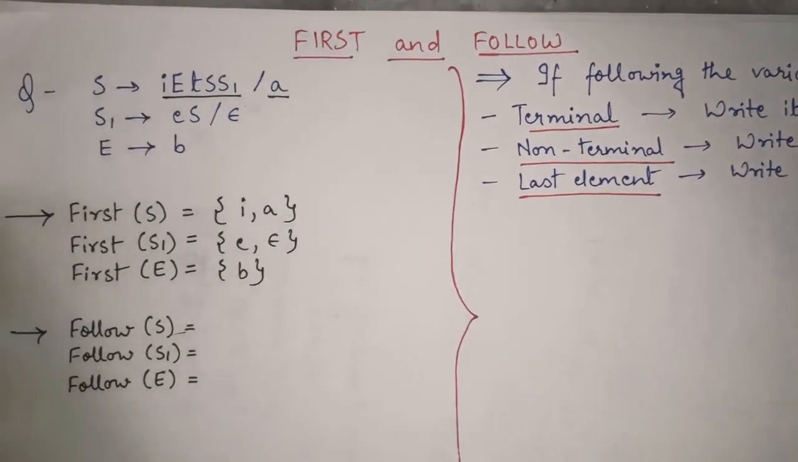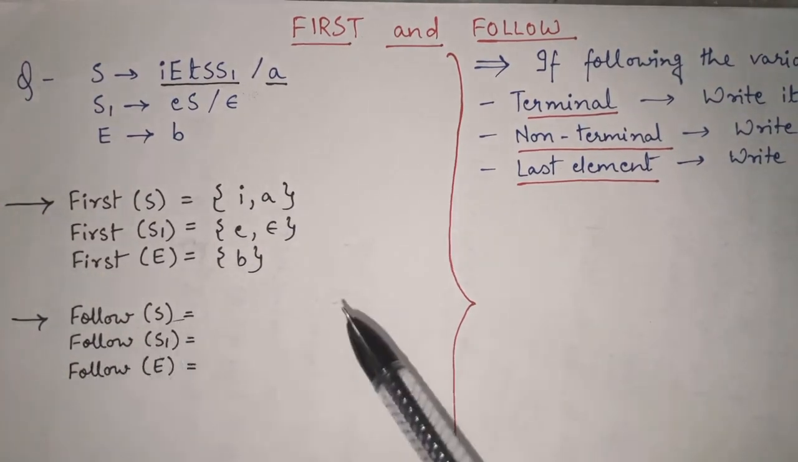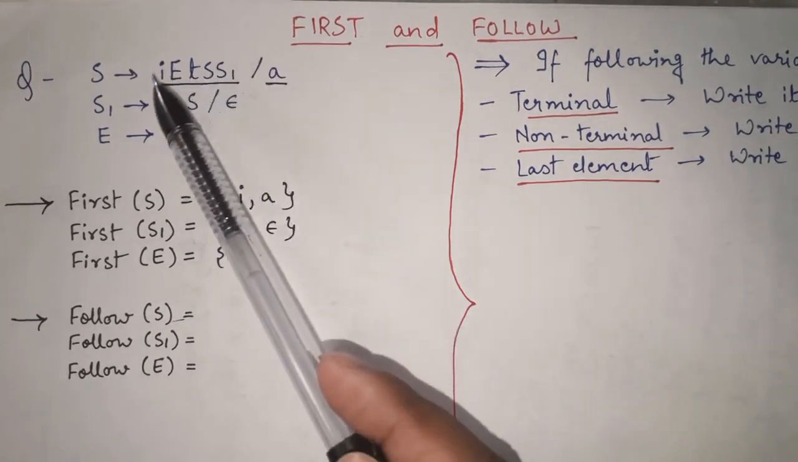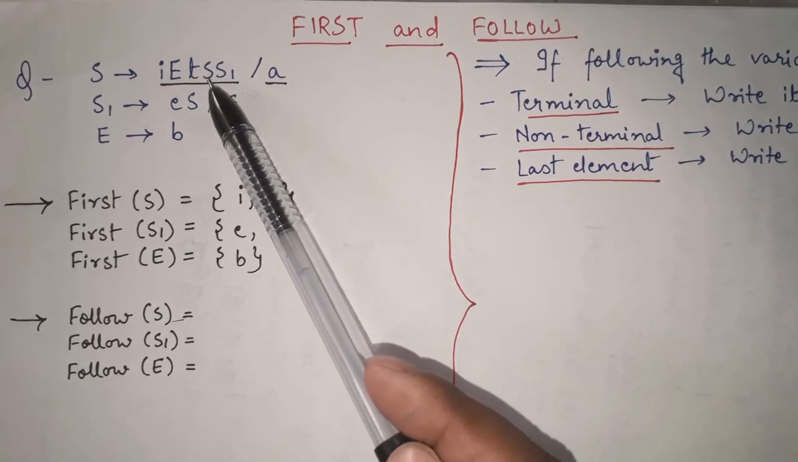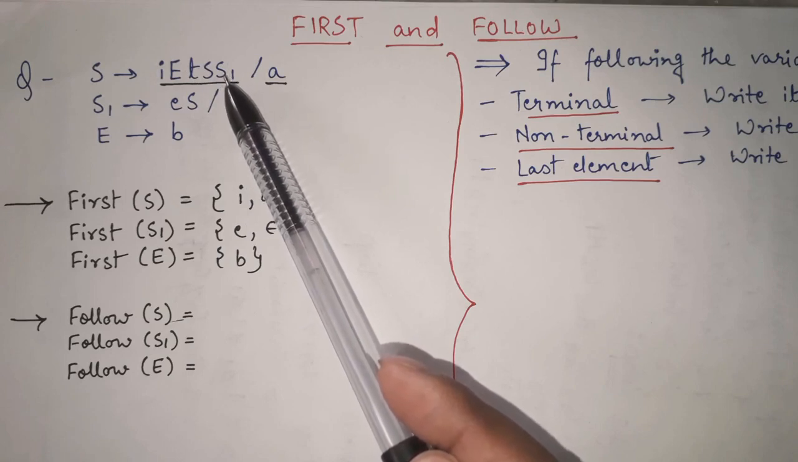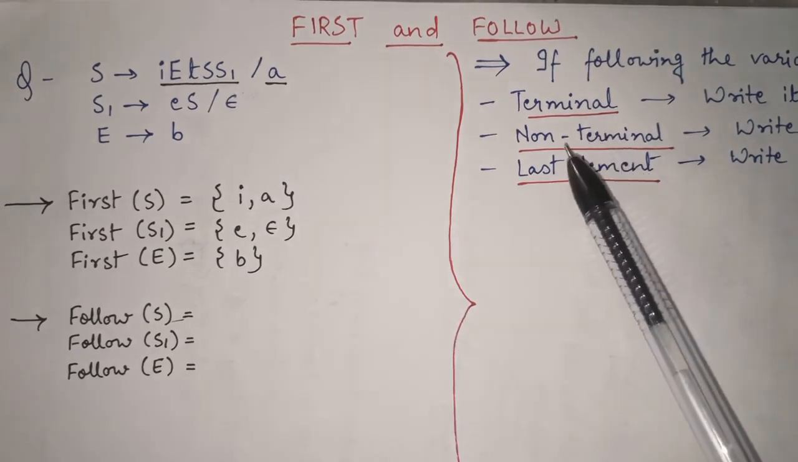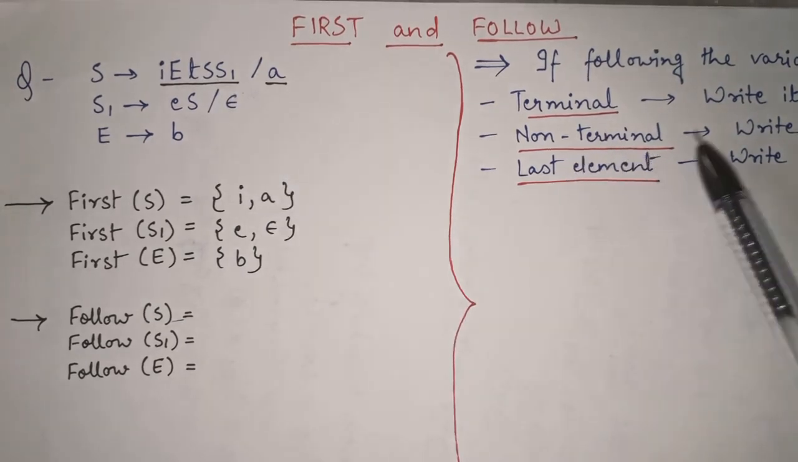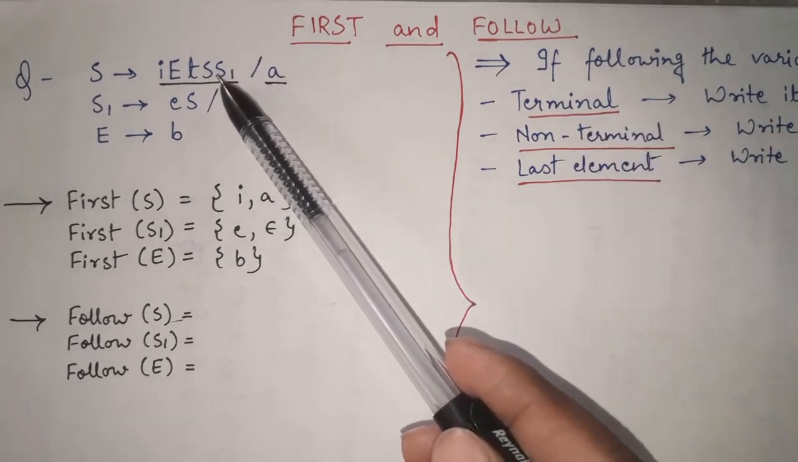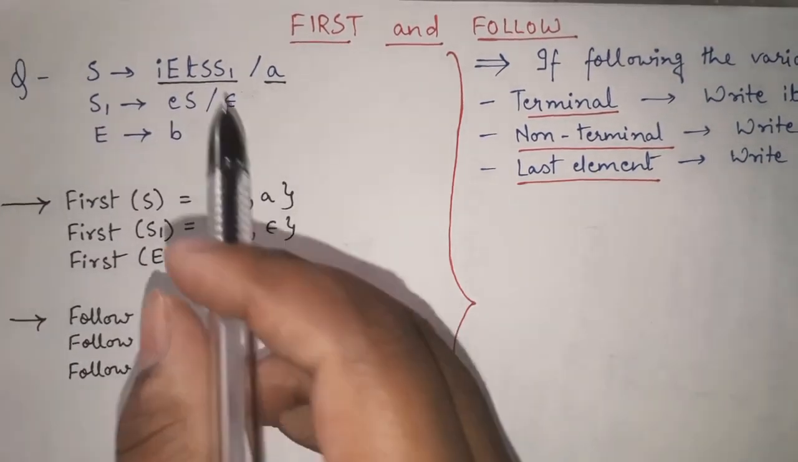Let us see now with the help of this continuing example. First of all, we want to find out follow of S. For finding out the follow of S, we have to see where S is present in my RHS. So in these 3, only one S is present in my RHS. What is following that S? Capital S1. S1 is a variable, so it is a non-terminal. Whenever a variable or non-terminal is there, we have to write its first elements. So follow of S is S1.